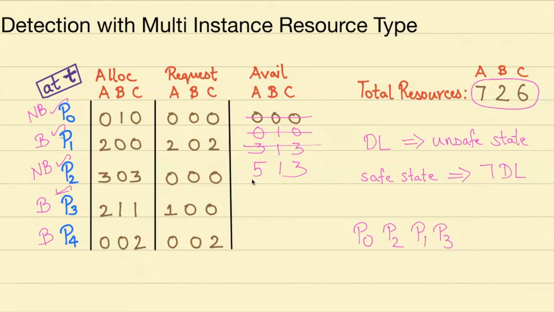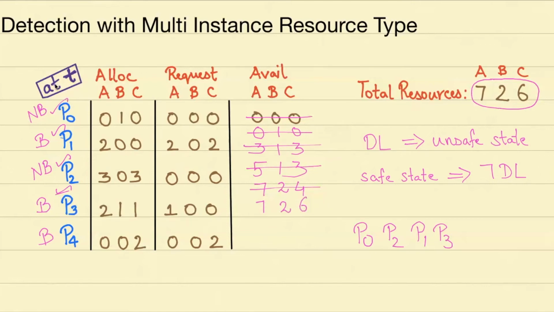After completing P3, my new available will become 724. Finally, there is one more process left, P4. Can I satisfy the request 002? Yes, I can. After satisfying the request, I will release the allocated resources after completing P4's task. The new availability will become 726.